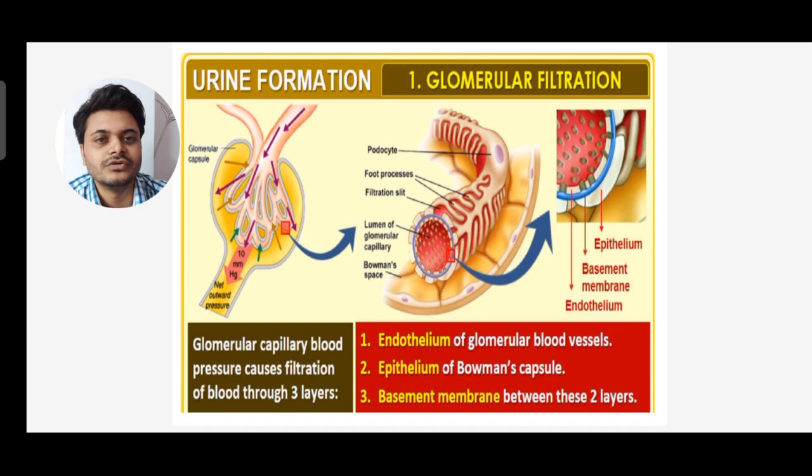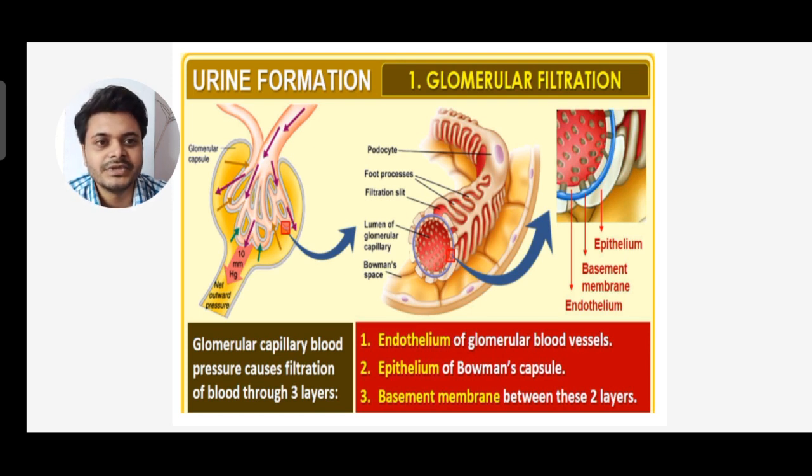First, see the glomerular filtration. You can see the pictures. One is the glomerulus, and the outside one is Bowman's capsule. Combined, the glomerulus and Bowman's capsule are called Malpighian corpuscles.